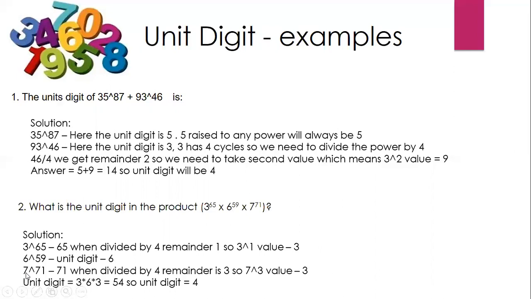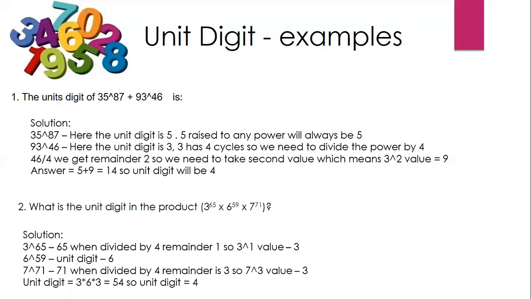So 7 has 4 cycles. So 71 when divided by 4 we get remainder 3. So 7 cube, so we get the third value of 7. So the 7 cube value will have unit digit 3. So we'll take that. Now finally multiply all the values which we have got, which is 3 into 3 into 6, which is 54. So we can say our unit digit will be 4. So like this, they can ask any questions which can be solved by using the cyclicity method.